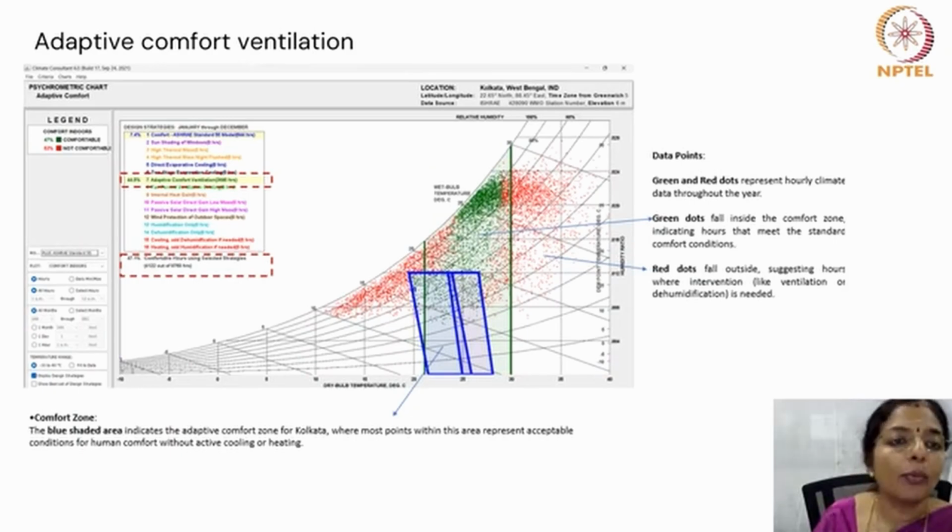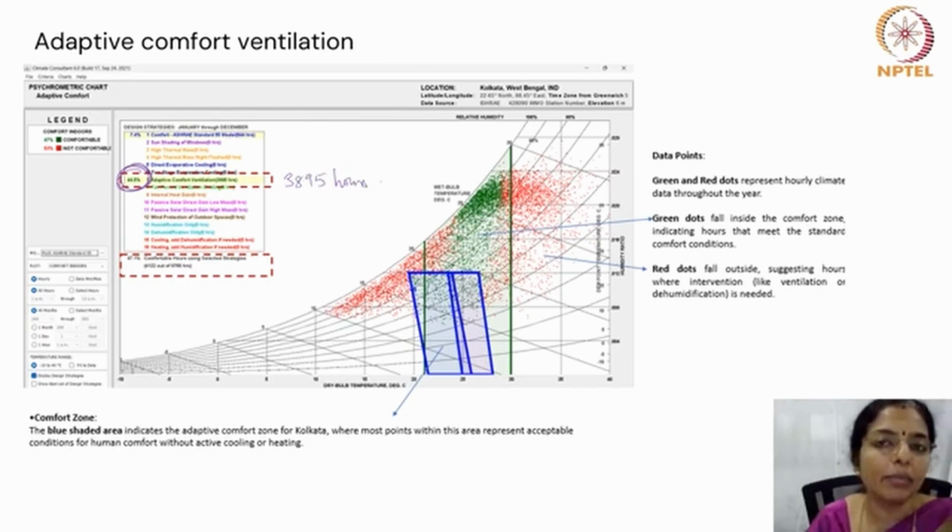Now suppose I remove some of these strategies. So the psychrometric chart highlighting adaptive comfort ventilation as the dominant strategy accounts for 44.5% of the year, which is 3,895 hours of the year can be made comfortable by having adaptive comfort ventilation.